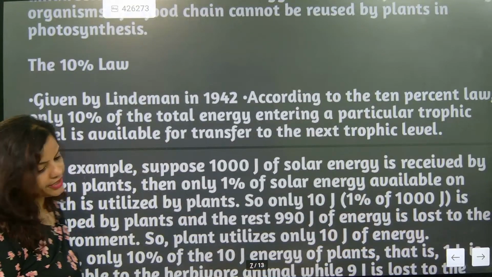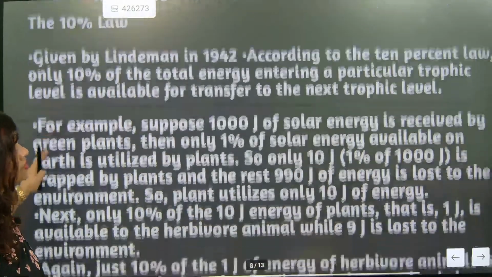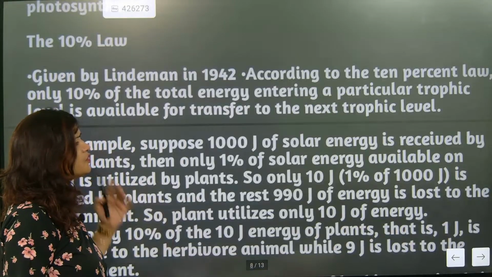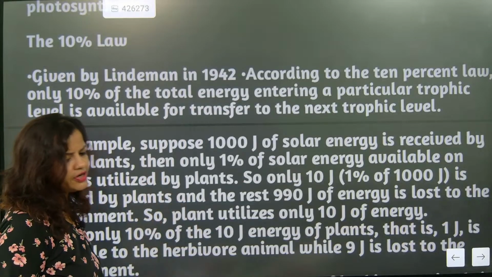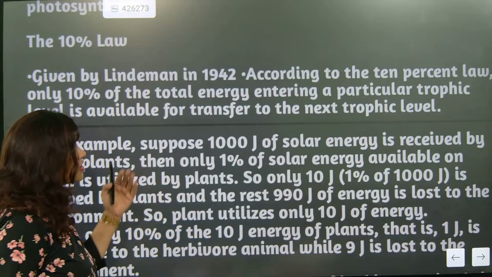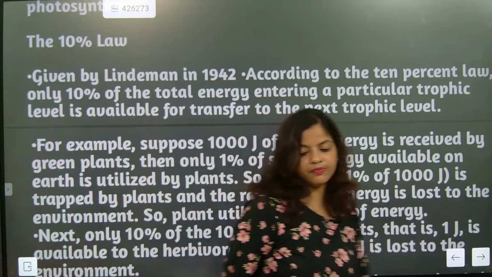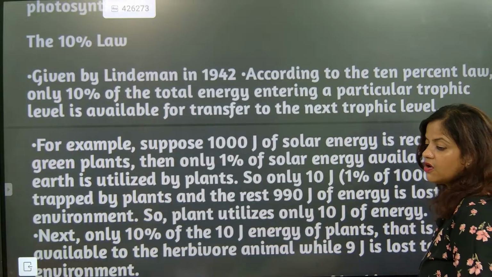Now we have already studied the 10% law, the preliminary sections of it. From 10,000 joule, it will get 1,000 joule, then 100 joule, and then 10 joule. So the energy keeps on getting reduced by 10%. That is called the 10% law of nature.